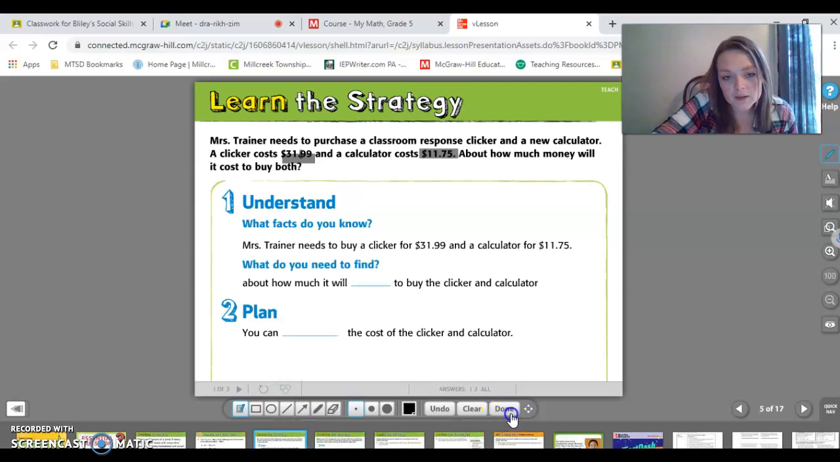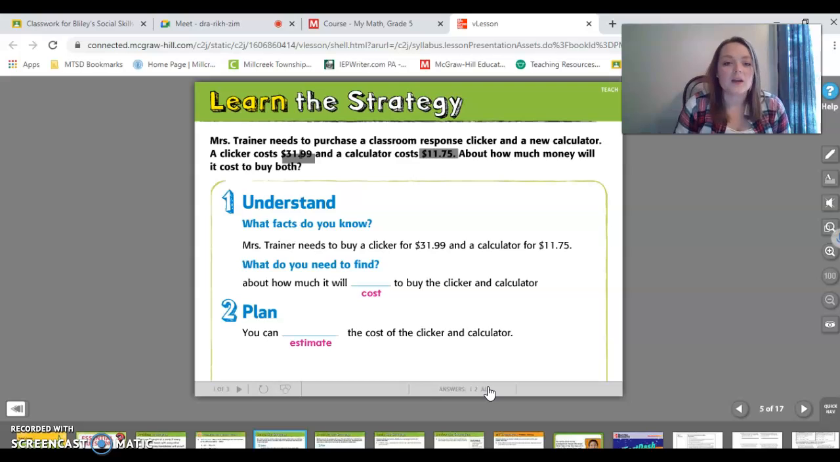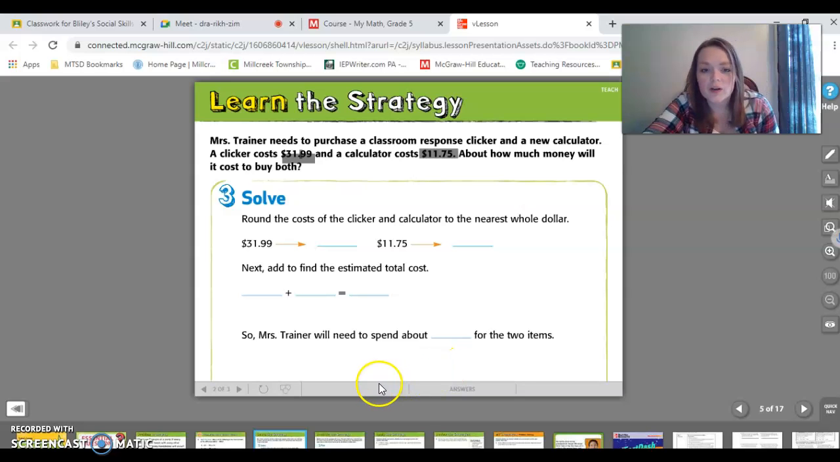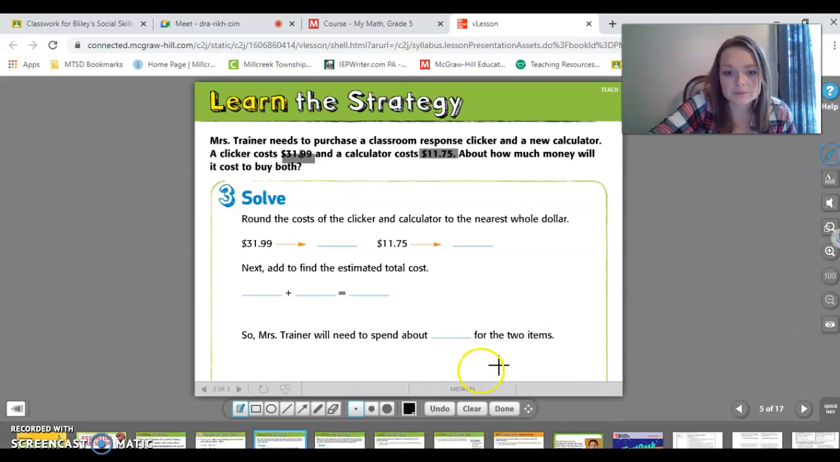So we need to find the cost of both items, and we can estimate to figure this out. Okay, so we're going to solve. First, we're going to estimate $31.99. We're going to look to the nearest whole dollar. So we're going to look in our ones column. I have 31, I have a 9. Am I going to bump it up or drop it off? Bump it up. This is going to become a 32.